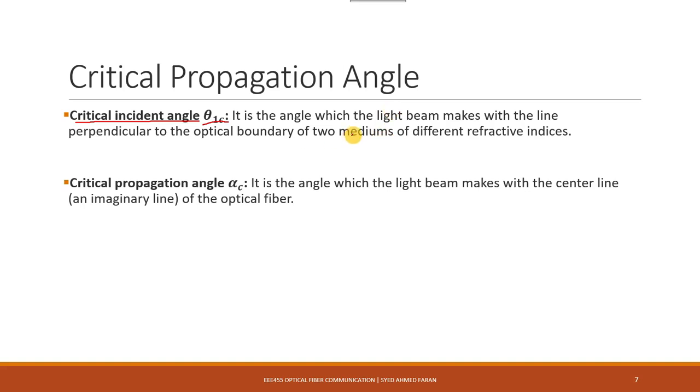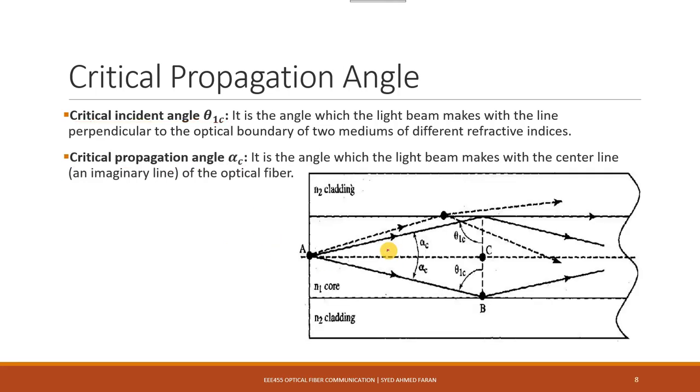There is another critical angle which is called the critical propagation angle, and we refer to it as alpha c. You can give it any name, but we are following the text, and it tells us to use this variable. This is the angle which the ray of light makes with the center line in the optical fiber.